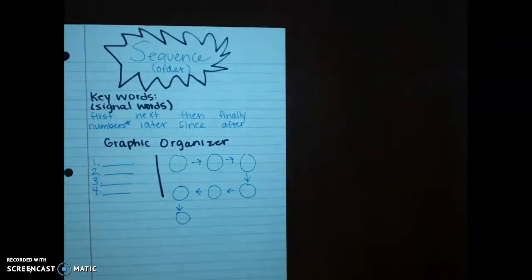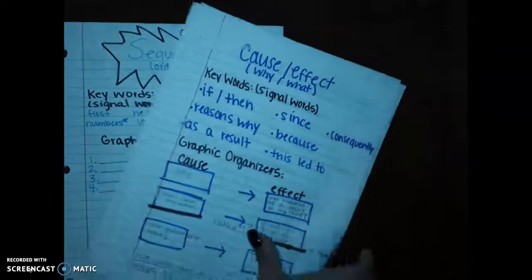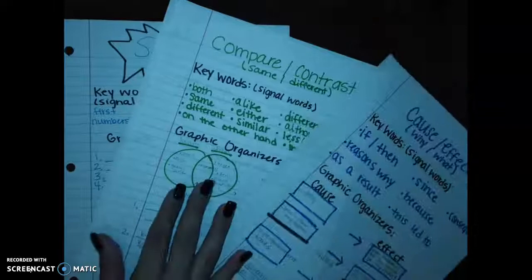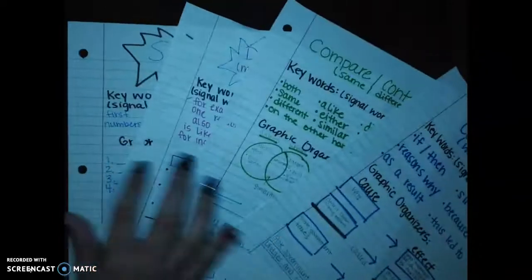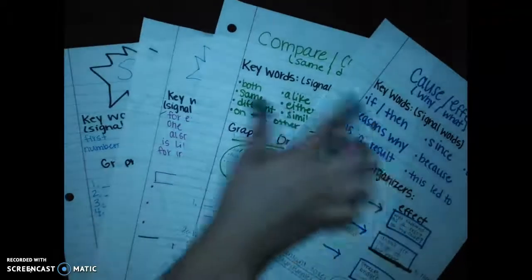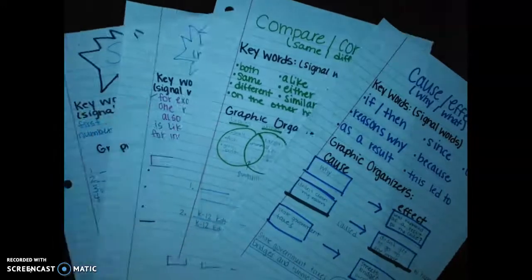So now you're going to take all 4 of these organization strategies and you're going to match them with the correct Venn diagram or the correct keywords or both. Good luck.